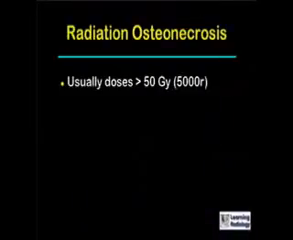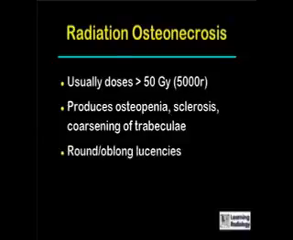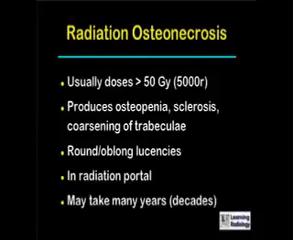Radiation osteonecrosis usually requires doses in excess of 50 gray or 5,000 rads. We may see osteopenia, osteosclerosis, or coarsening of the trabecular pattern. There may be round or sometimes oblong-shaped lucencies in the bone. A key differentiating factor between radiation-induced osteonecrosis and other diseases is that radiation osteonecrosis occurs in the radiation portal. And it usually takes many years, sometimes decades, to appear.